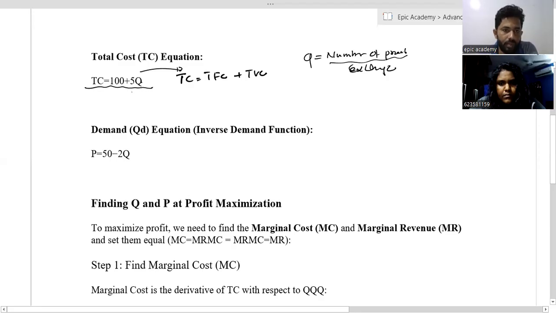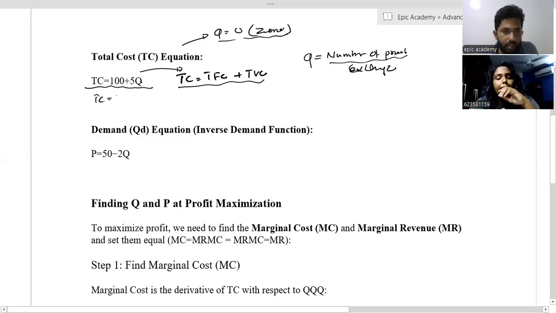So just consider if this producer or seller is not going to produce goods and services. I mean, production quantity is 0, or selling quantity is 0. So then what happens to the total cost? TC equals 100 plus 5 multiplied by 0, 100. Yes, then total cost equals 100.